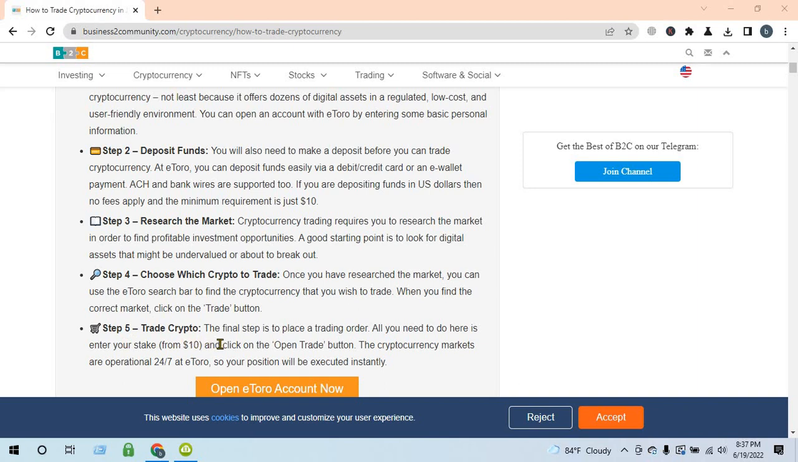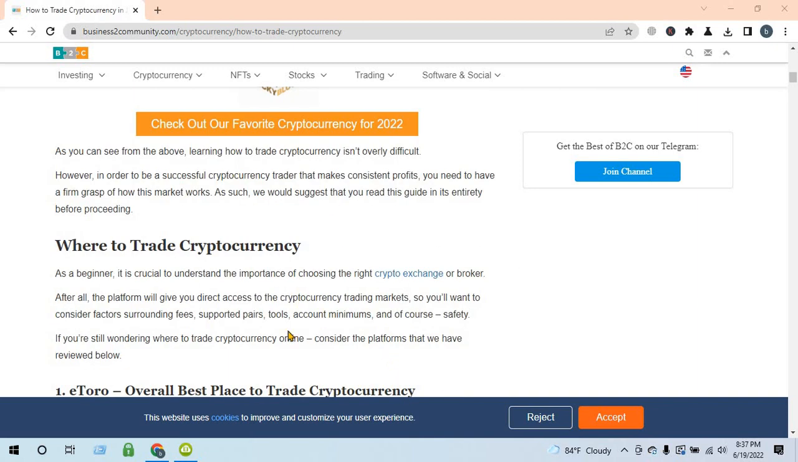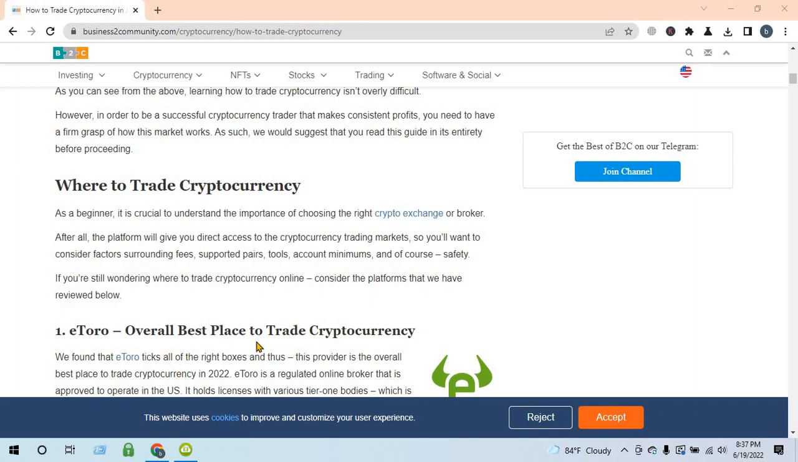Step 5, trade crypto. The final step is to place a trading order. All you need to do here is enter your stake from $10 and click on the open trade button. The cryptocurrency market is open and possible. It is our overall best place to trade cryptocurrency.